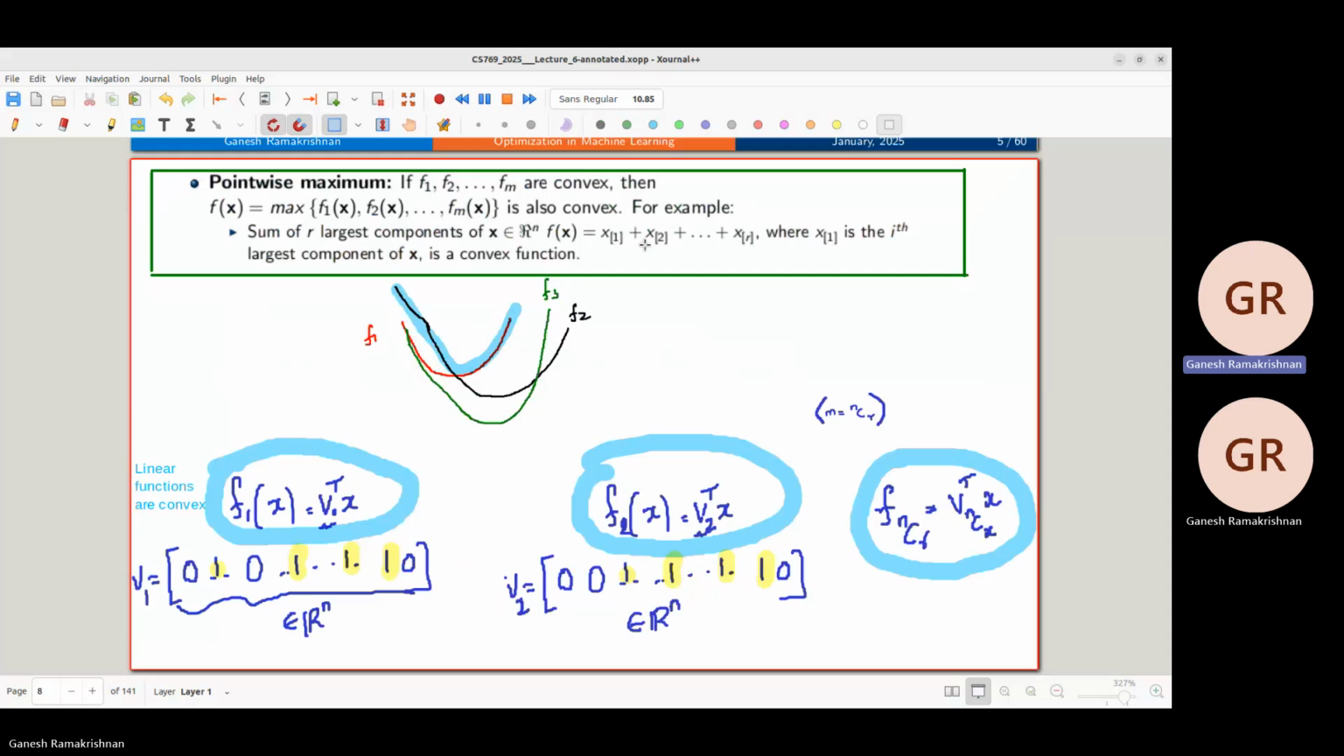So basically, what is this? This is nothing but the max over v with r ones of v transpose x, right? The max over n choose r such v's, with r ones and the rest zeros.